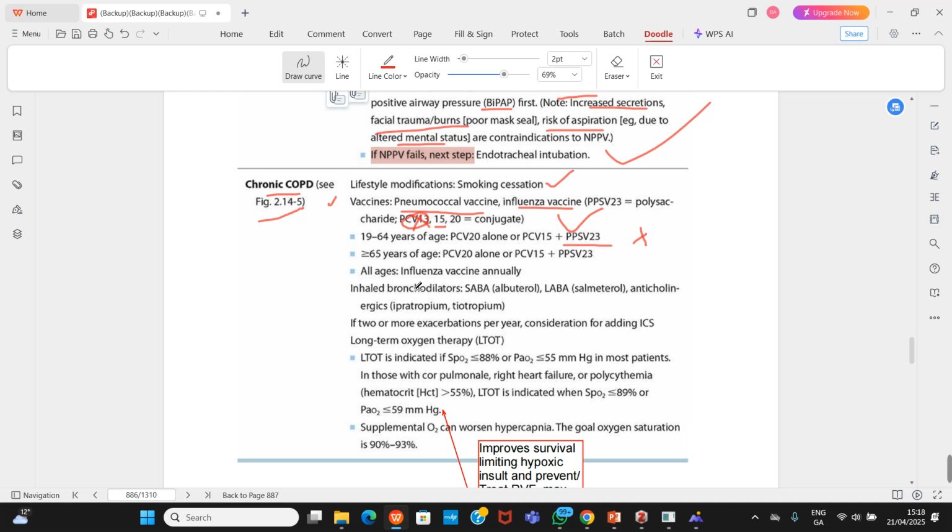So encourage them to take influenza vaccine annually, provided that the person is more than 6 months. The only contraindication to influenza is if you are not up to 6 months. If you are up to 6 months, COPD, of course, this is a condition of adult people. So all of them must get influenza vaccine annually.